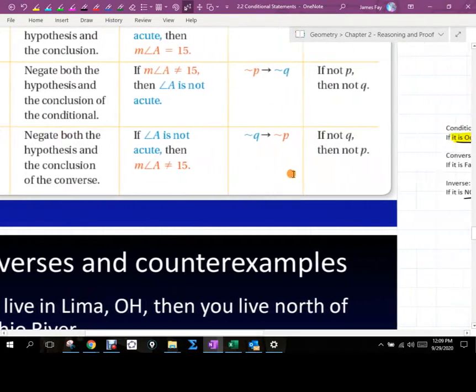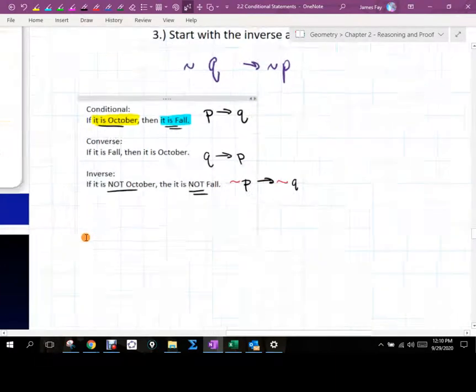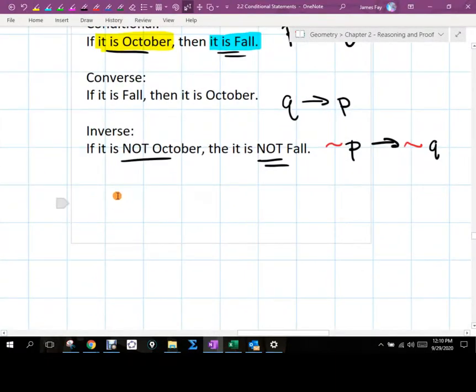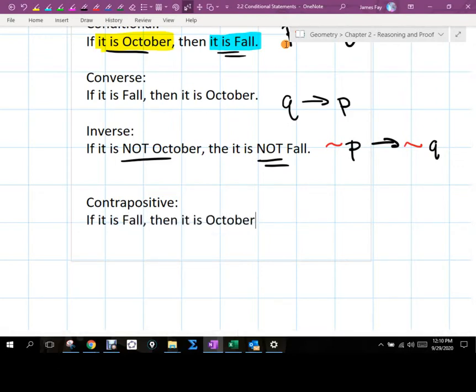So over here, we do our contrapositive. We're going to flip them. Okay? So I'm going to just write, if it is fall, then it is October. Okay? So when I flip them, that just created the converse, right? Now I need to negate both of these. And now it's a contrapositive. Does that make sense to everybody?